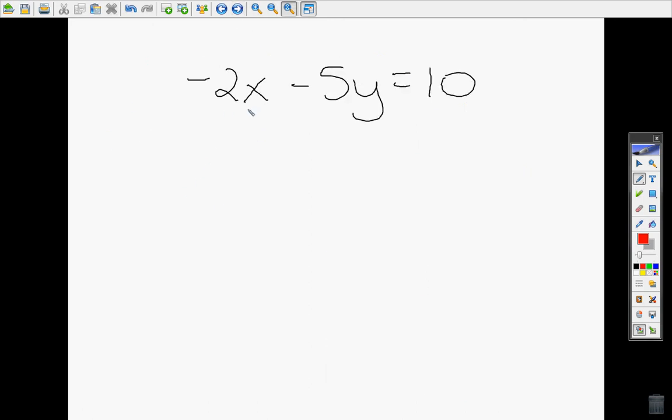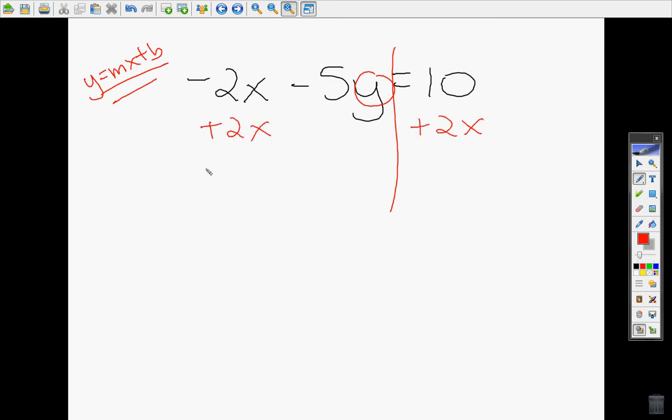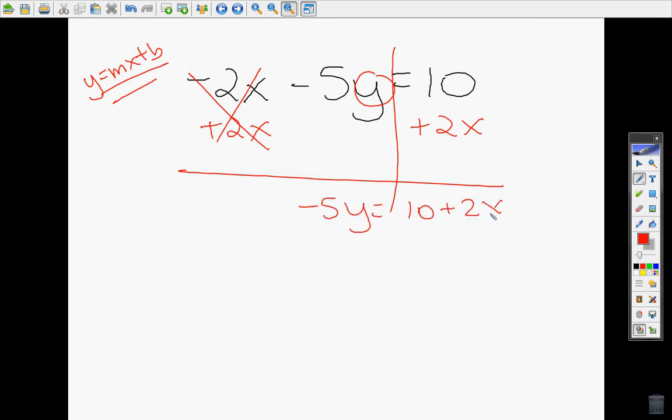All right, let's say we have negative 2x minus 5y equals 10, and we want to write it in slope-intercept form, so we want it to look like y equals mx plus b. So, since I want to get the y by itself, I'm going to start by adding 2x to both sides. So this gives me negative 5y is equal to 10 plus 2x.